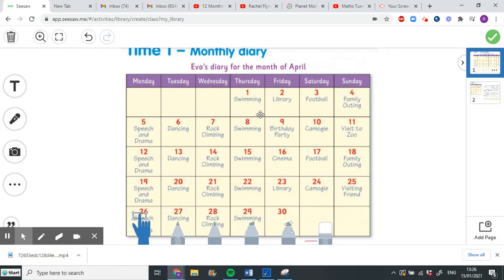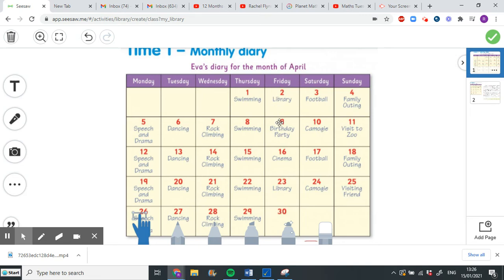Now, how to read a calendar that has different things written on it, okay? Tasks and activities on it. So this month is the month of April. There are how many days in April? There are 30 days in April. It starts on the 1st, which is a Thursday, and the last day of April, which is the 30th, is a Friday. So I can scroll up and see that.